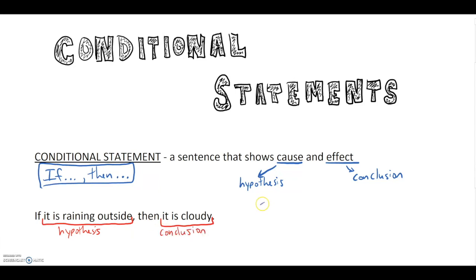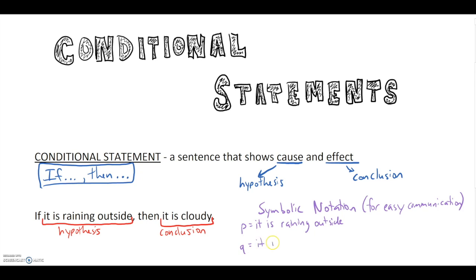And when we talk about conditional statements in mathematics, we would oftentimes use what is known as symbolic notation, which is just something we can use for easy communication. Instead of always writing out this hypothesis and conclusion, we can use letters to substitute for those statements. And a common letter that we will use for the hypothesis is the letter P. In this case, our hypothesis, or P, would be it is raining outside. And the letter for the conclusion will often be Q. In this case, our conclusion, or Q, it is cloudy.